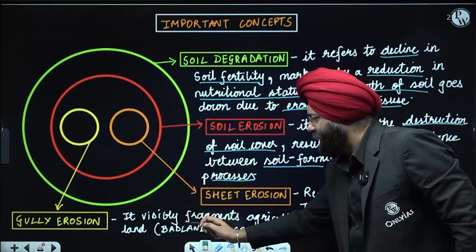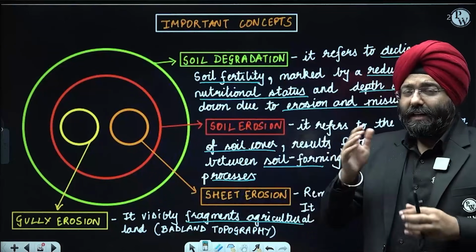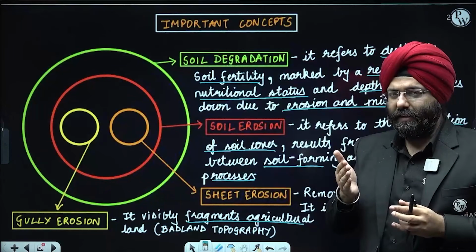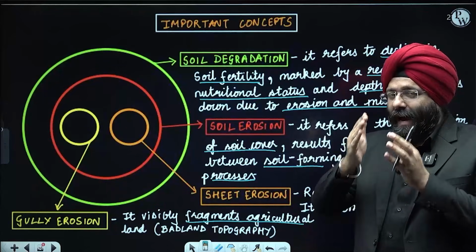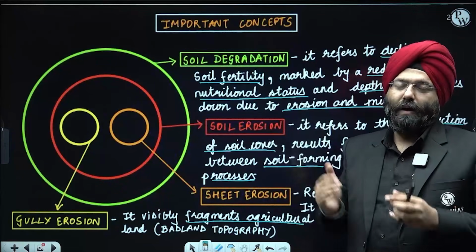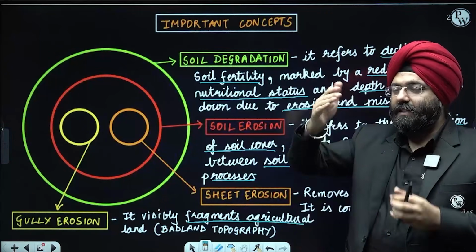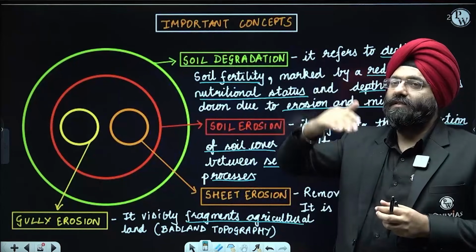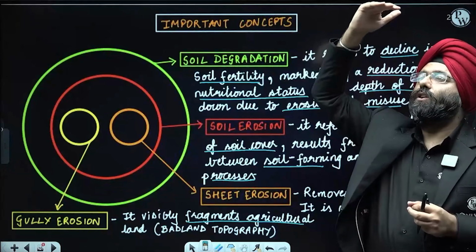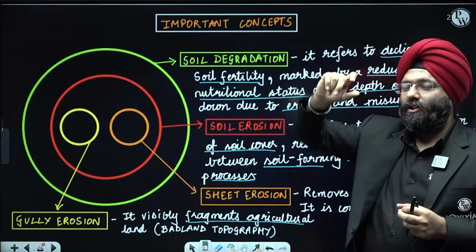It visibly fragments the agricultural land. If you go to the Chambal ravines, where gully erosions are present, you will realize that this is that extreme form of erosion where the land is almost fragmented into parts. The erosion that has taken place there creates cracks so huge that even a person 8 feet tall could stand in them. That also tells you the level of erosion that has taken place, the gullies created because of the erosion.